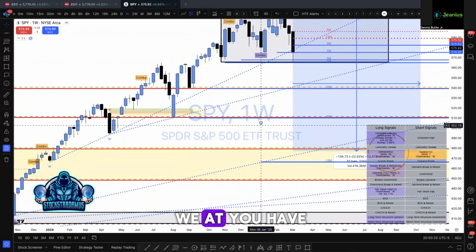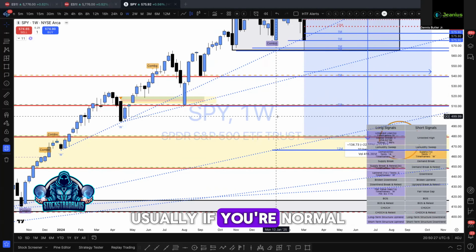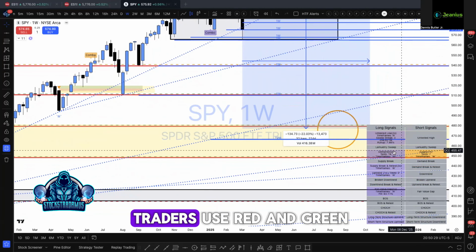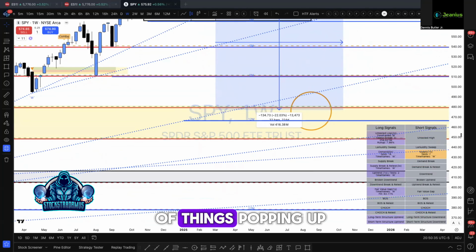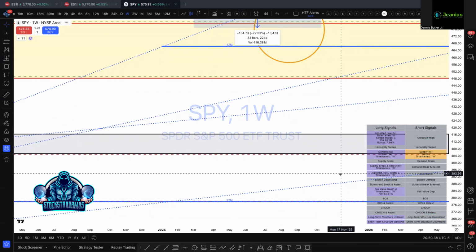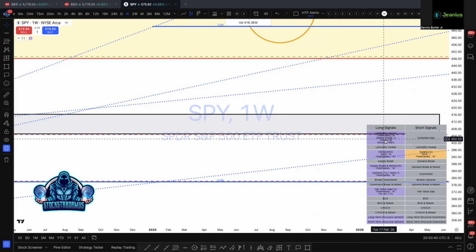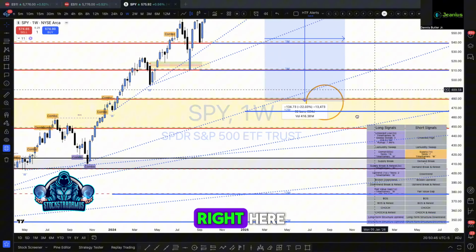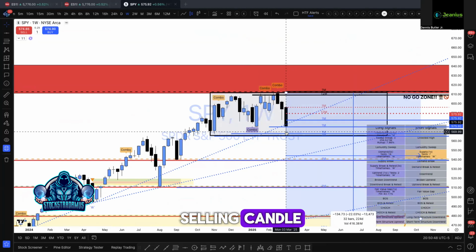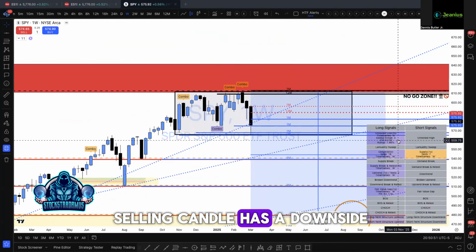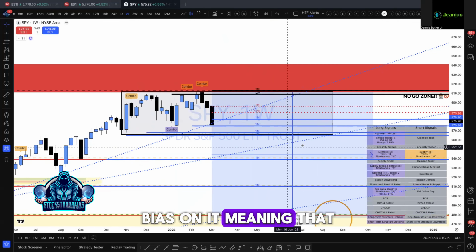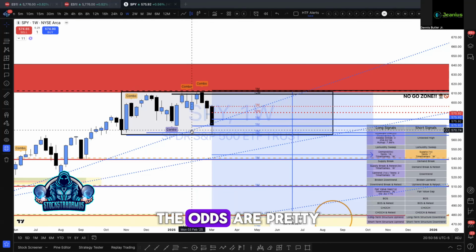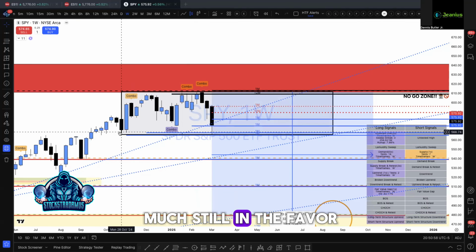So right now where we at, you have a lot of purple. Usually normal traders use red and green. I don't. So for my purple side, which is my long or my buy side, I have a lot of things popping up on this Jeanius chart. Meaning that the strength of this one candle right here, even though it's a selling candle, the strength of this selling candle has a buy side bias on it, meaning that the odds are pretty much still in the favor to continue in this range and put this buy in.